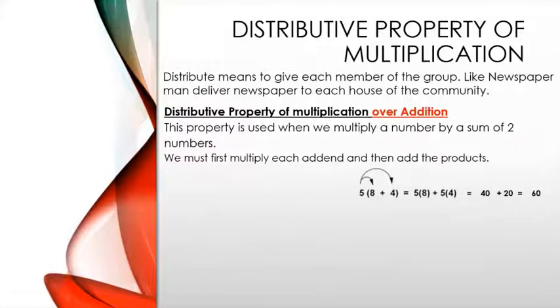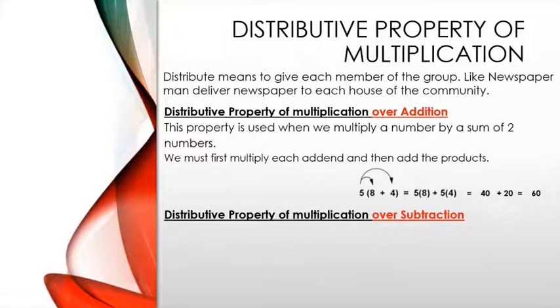So for example, 5 into 8 plus 4, which is equal to 5 into 8 plus 5 into 4, and 5 into 8 is equal to 40, and 5 into 4 is equal to 20. So 40 plus 20 is equal to 60.